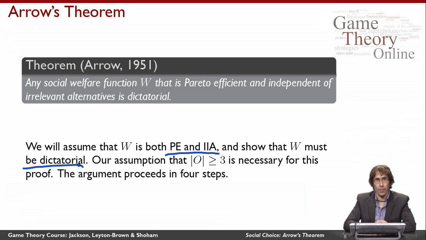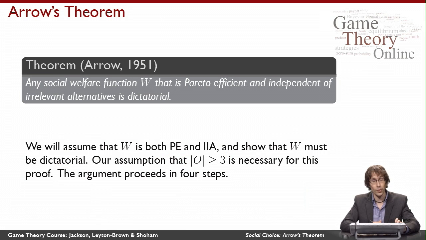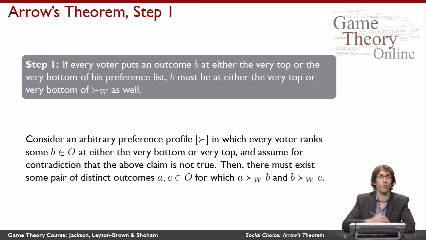Now, to avoid sweeping this under the rug, let me again remind you that we've made the assumption that the number of outcomes is at least 3. That's important for this proof. In a sense, it's important because independence of irrelevant alternatives doesn't really mean anything in the case of only 2 outcomes. There can't be an irrelevant alternative if there are only 2 things to be compared. So we're going to need to make use of the fact that there are at least 3 outcomes, as you'll see in the proof. So let's get started. We're going to proceed in 4 steps. We're going to end up proving 4 intermediate claims, which will eventually get us to the proof that this social welfare function, which we assume is both Pareto efficient and independent of irrelevant alternatives, must also be dictatorial.